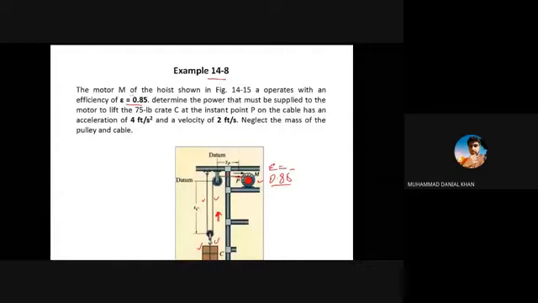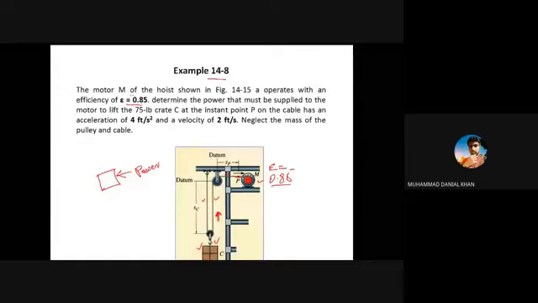Determine the power that must be supplied to the motor to lift the 75 lb crate. What we do, we need to find out the power. Okay, so this is the motor. How much power do we need to supply to it from outside, right?